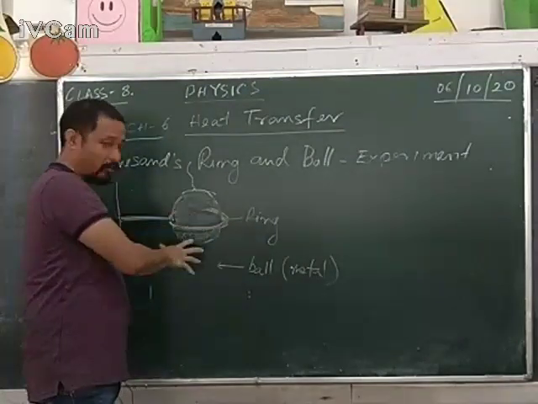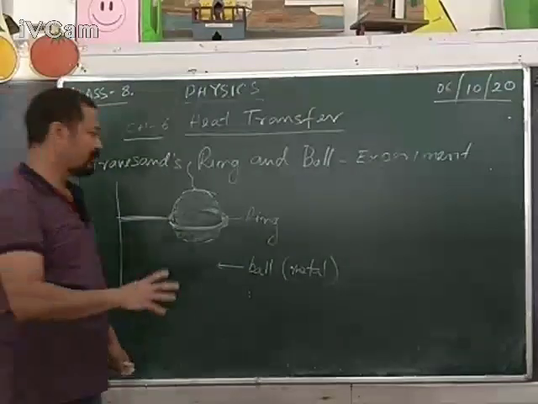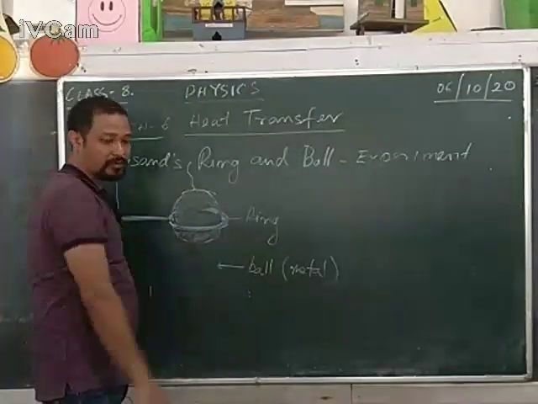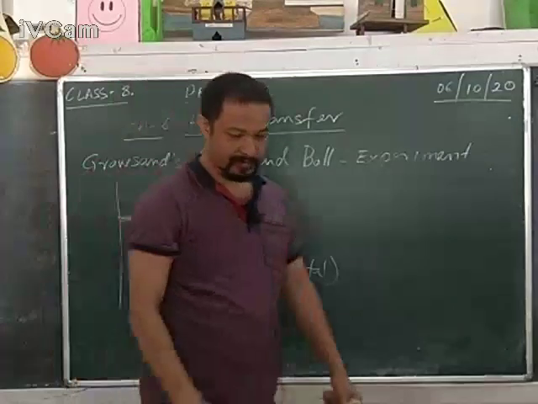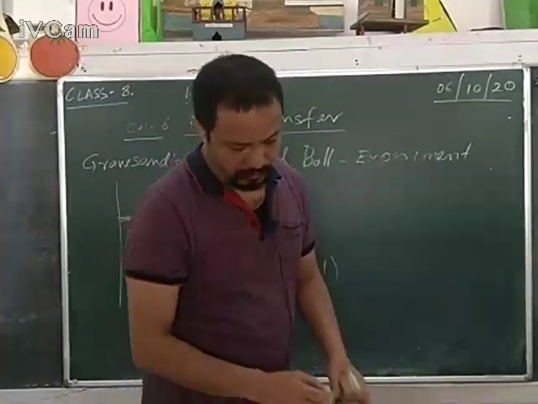Okay, let it cool. Give it some time. Let it cool. When it cools down, again it will go through. Okay, it's a very simple experiment, and it's called Gravesande's ring and ball experiment.